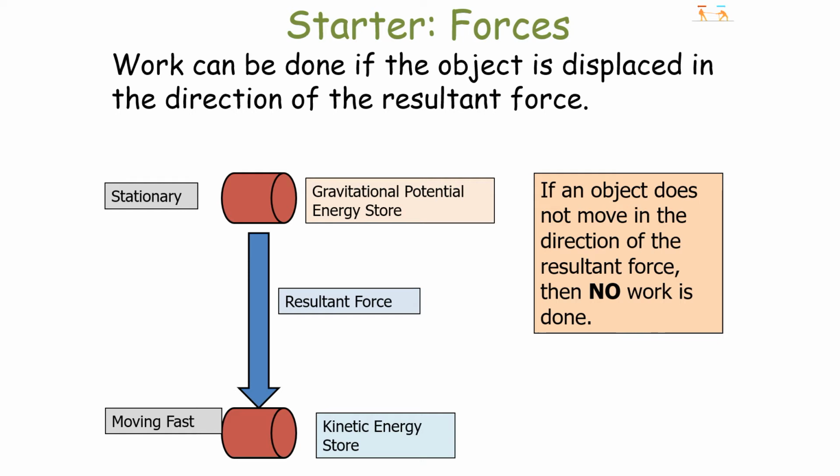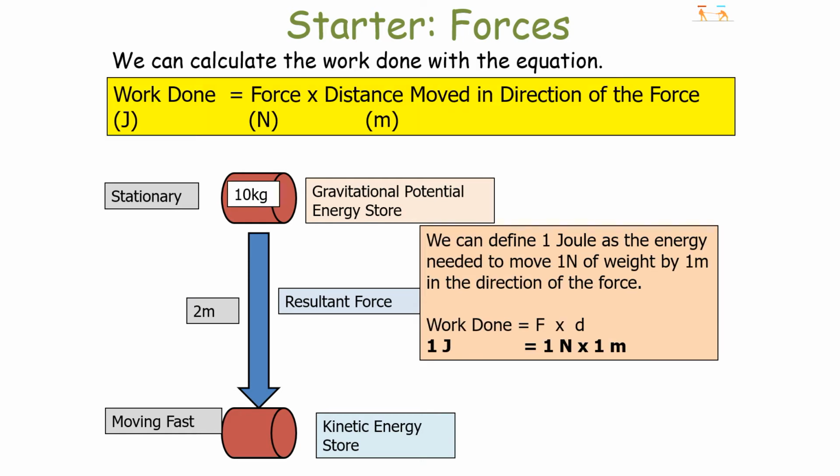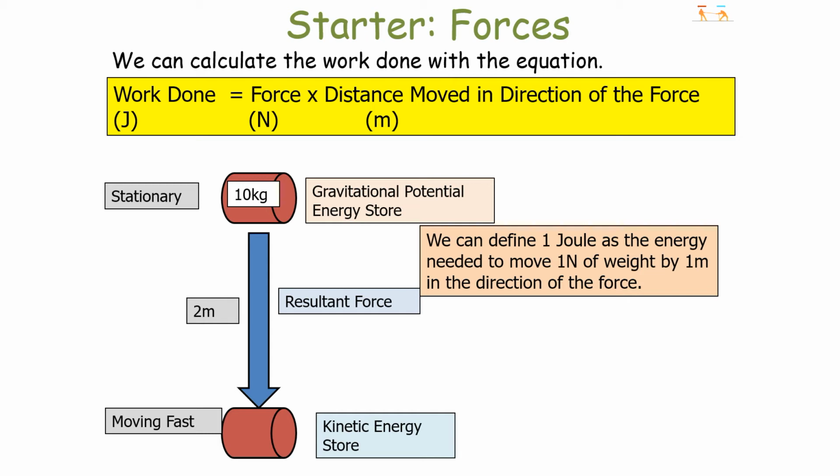Like we said previously, we can define 1 joule as the energy needed to move 1 newton of weight by 1 meter in the direction of the force, because if work done is equal to force times distance moved in the direction of the force, 1 joule is equal to 1 newton times 1 meter. So therefore we can define 1 joule as the energy needed to move 1 newton of weight by 1 meter in the direction of the force.